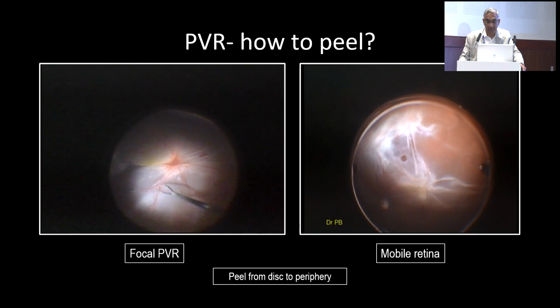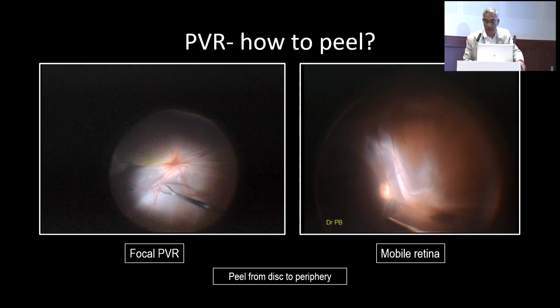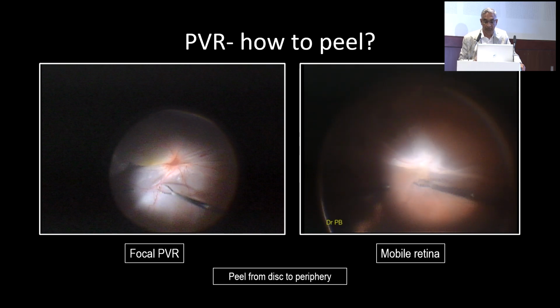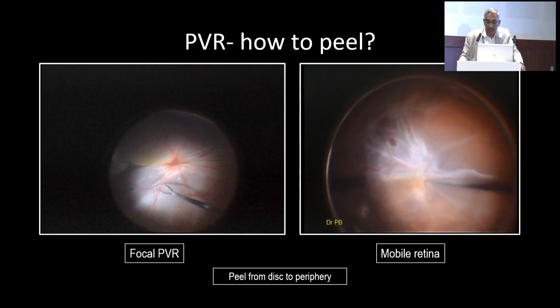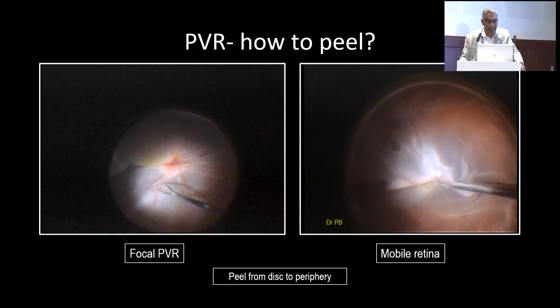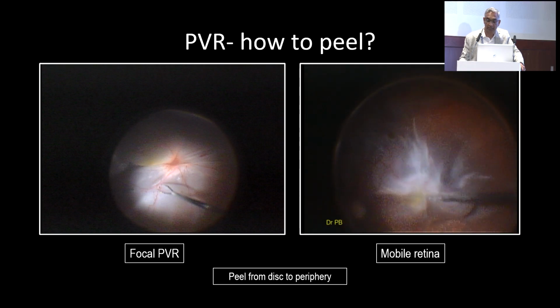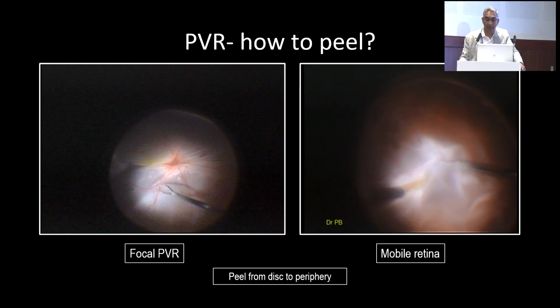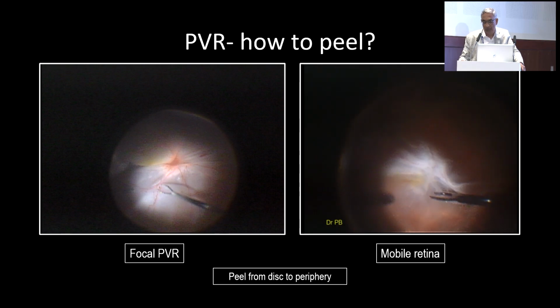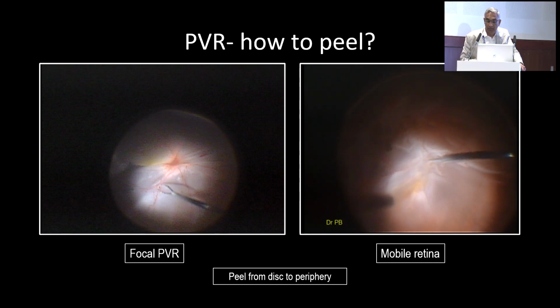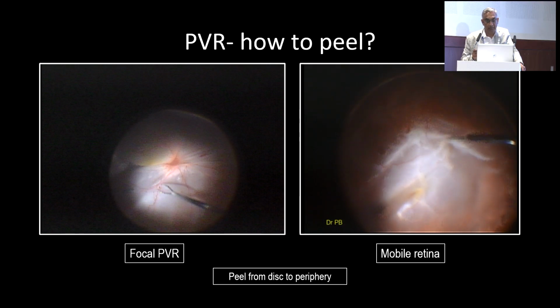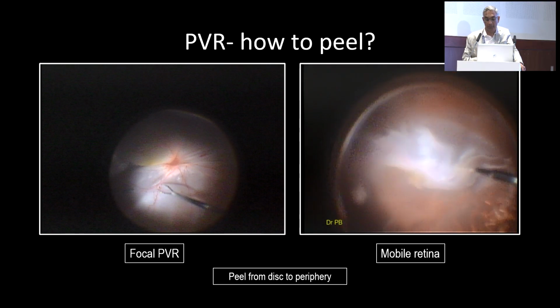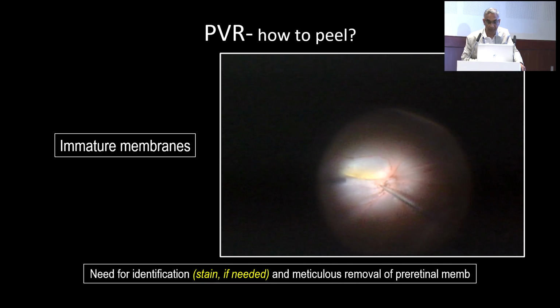But sometimes it does not work that way. You have membranes that are extending, the retina is mobile, and in the second video, as you see, as you try to peel off, you don't have counter traction. Then use a disc probably as a counter traction, peel from center towards periphery, slowly try to tease them up, and if necessary, occasionally use your light pipe to support the retina there. Push it, hold it back, and peel the membrane off.